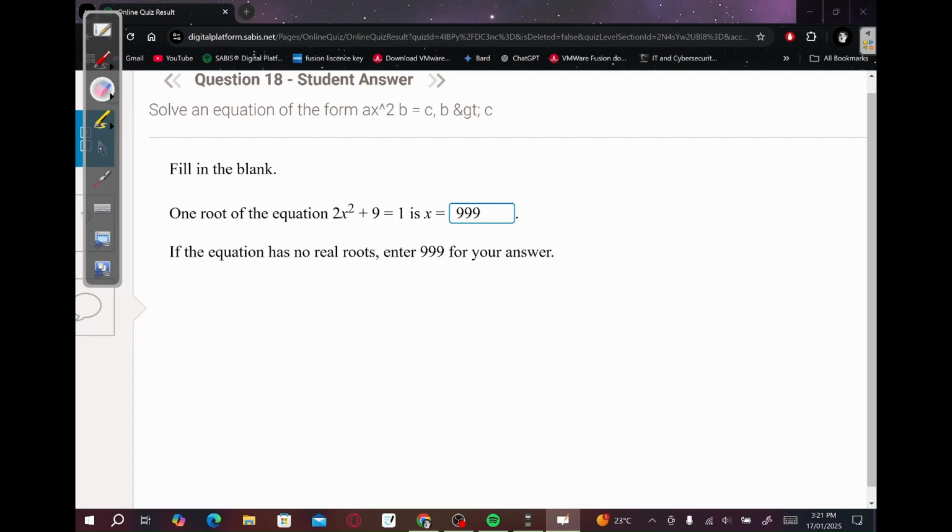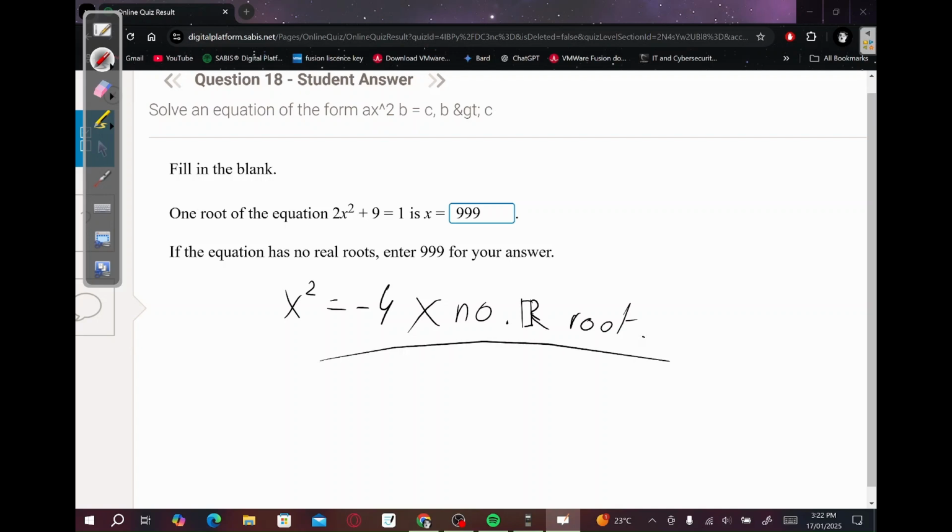A real root is not an imaginary number. Now, there aren't any real roots because, as you saw, it gave me x squared equals negative 4. This is not possible. No real roots. Let me just use the actual notation. There we go.